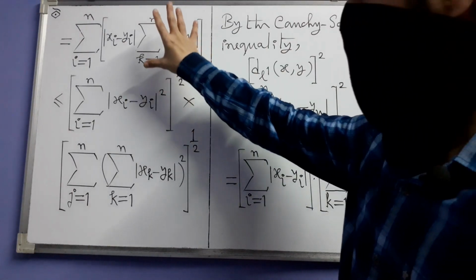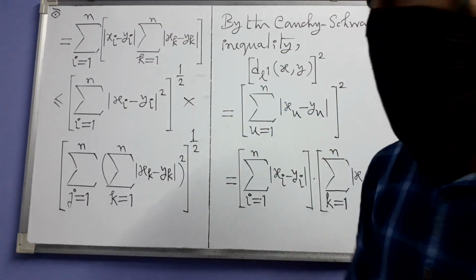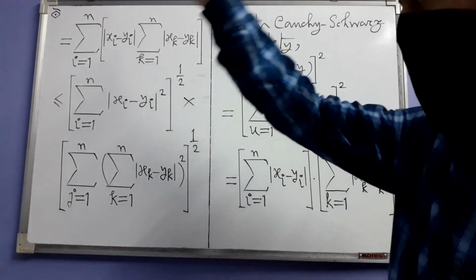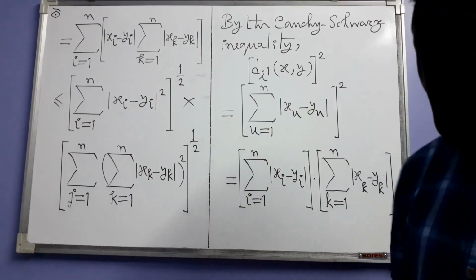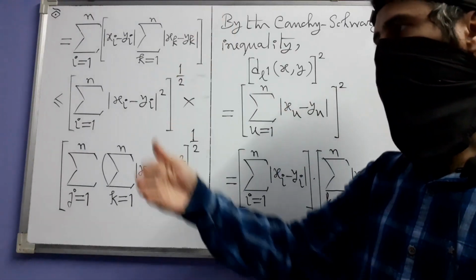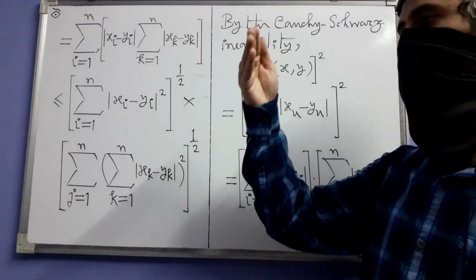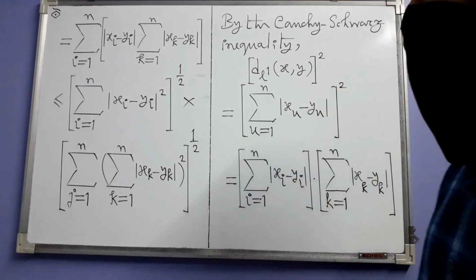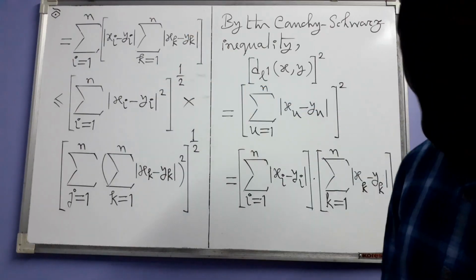Do you see the left hand side of the Cauchy-Schwarz inequality here? I mean, after imagining that we have the absolute value also. What was the left hand side? Mod summation ai bi. Okay, so we have that here.